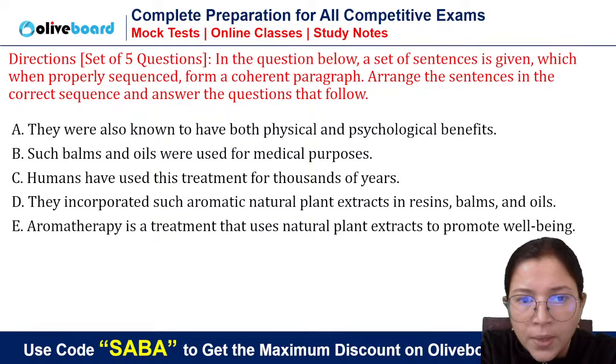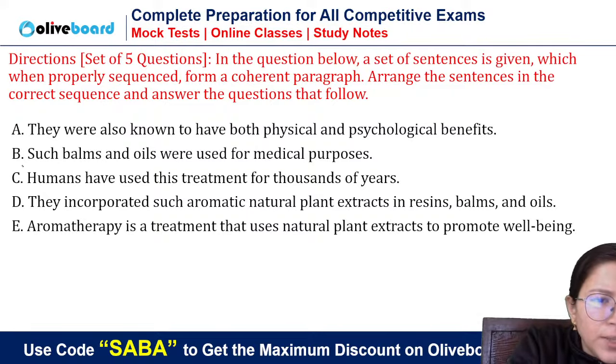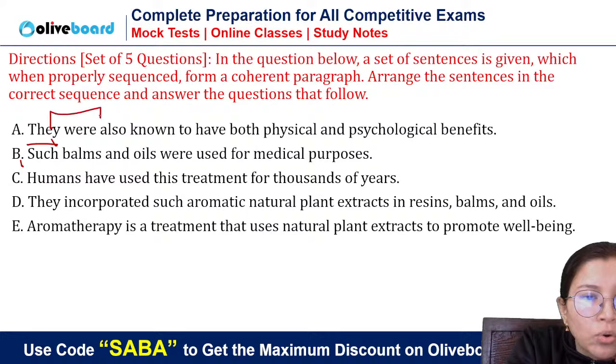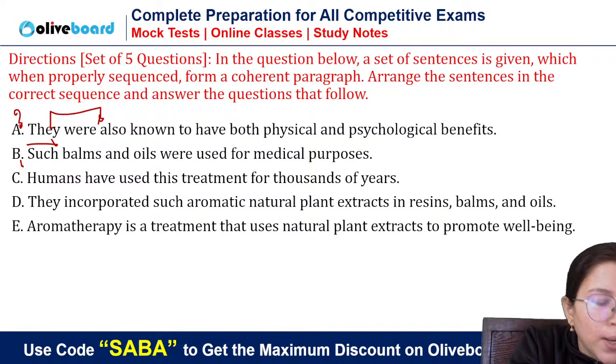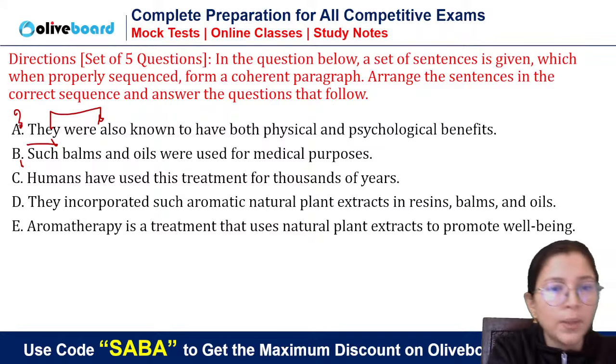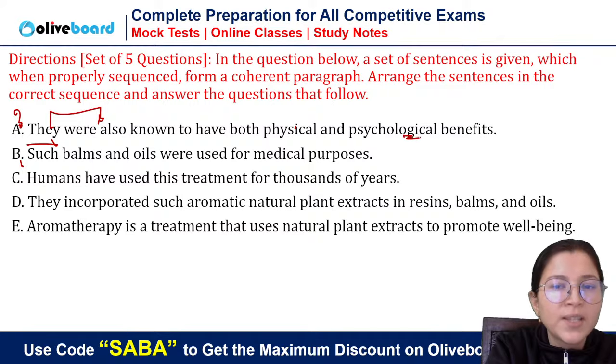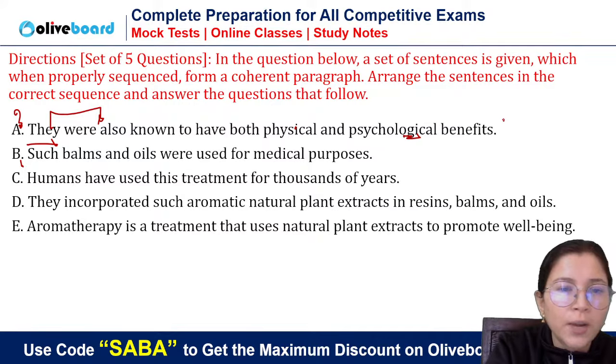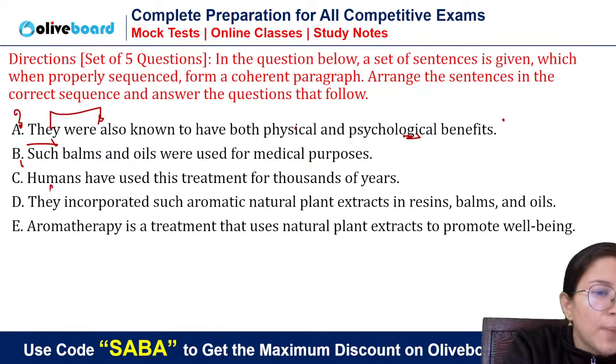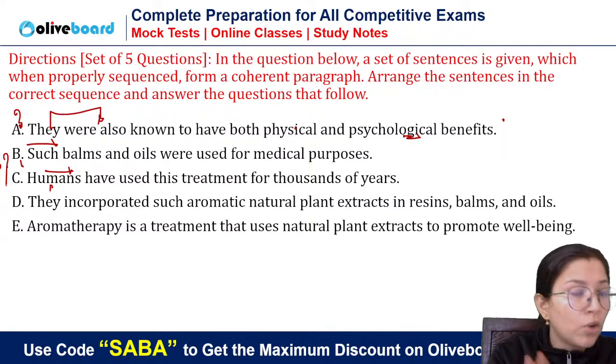चलो, let's see. I will discuss. See, can we start a sentence with they? They were also known to have. तो you have a question mark कि A से start नहीं हो सकता. They मतलब क्या? Who were known to have both physical and psychological benefits? There is no idea. So we cannot start with they. Such balms and oils, which balms, ये भी किसी को रेफर कर रहा, we do not know. So we cannot start with B.